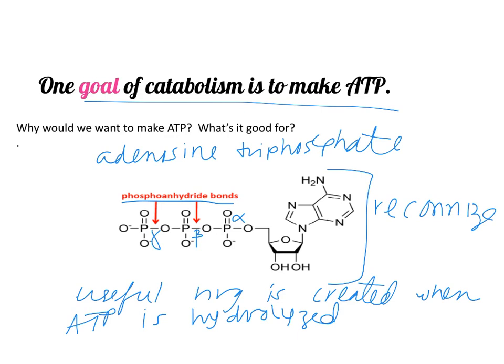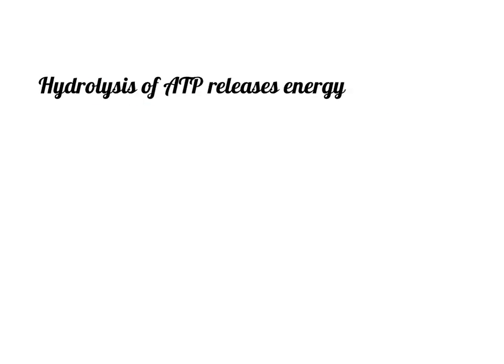So the bonds that we're going to break are the phosphoanhydride bonds. Okay, so the hydrolysis of ATP releases energy. We're going to draw this mechanism out, and we're going to do a reaction coordinate diagram, and I'm hoping that you'll be able to explain why it is that ATP releases energy when you break it, and then obviously it's the exact opposite when you have to make it again.